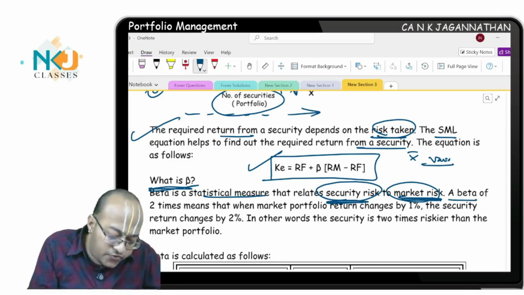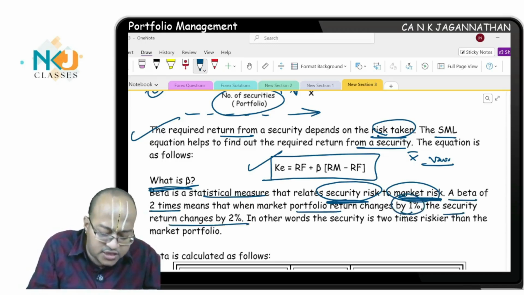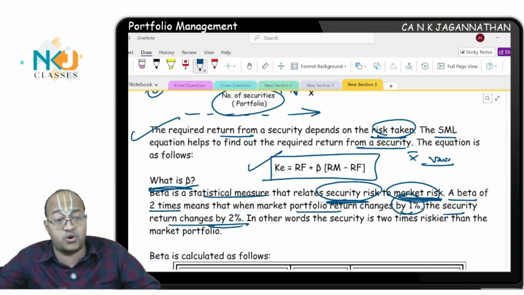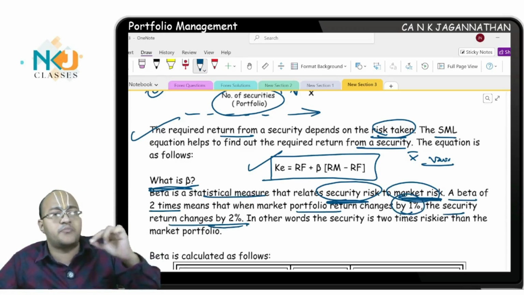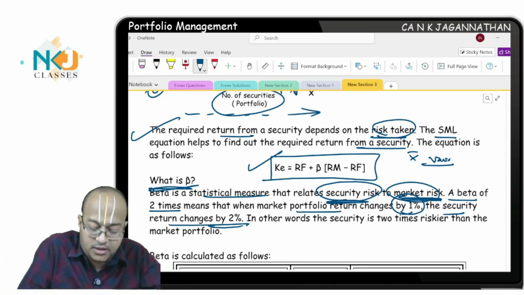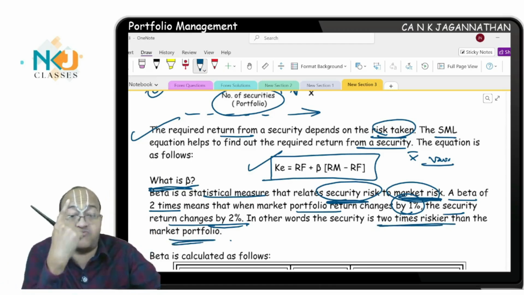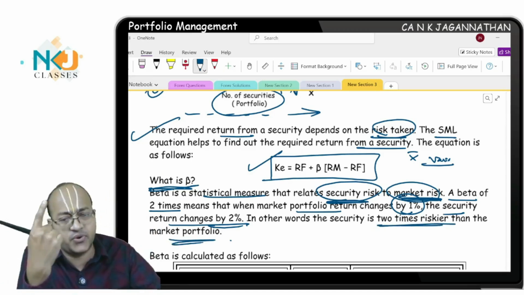A beta of 2 times means that when market portfolio return changes by 1%, the security return changes by 2%. Are you all understanding? This is very, very important. For 1% change in Nifty, what is the impact on the security? In other words, the security is 2 times riskier than the market portfolio. So beta of the market portfolio is 1. This you should remember.